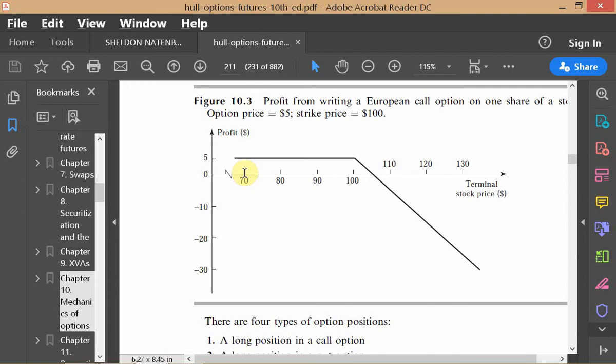So if the market is at 70 and I have the right to sell the underlying asset at 100, why won't I exercise it? It's a clean profit. Is this clear to everyone? Yes? I'm not getting it emphatic enough.